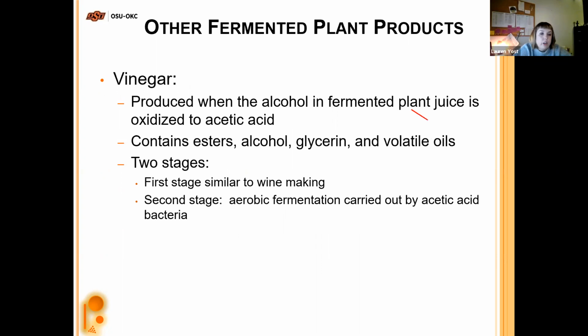Then we can produce vinegar, which is typically when alcohol that we made in your wine or other plant juices is oxidized to acetic acid. Acetic acid is vinegar, literally the same thing. And then that'll also have other things in it as well if we don't filter it, and you can get it super pure, but we're not going to get into that.